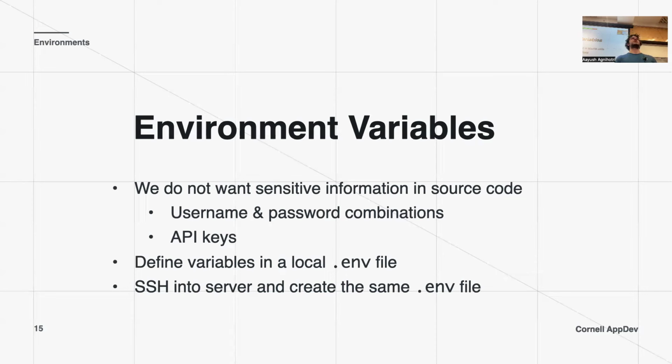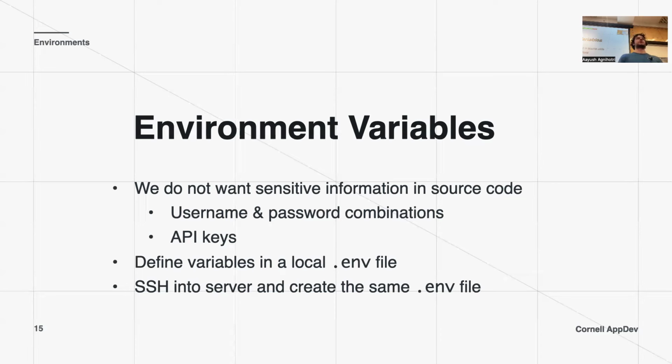So other people can't see your secret variables, right? But if you're referencing your environmental variables within your code, then they're going to be undefined, right? So what you do is you SSH into your server and create the same .env file in your server.